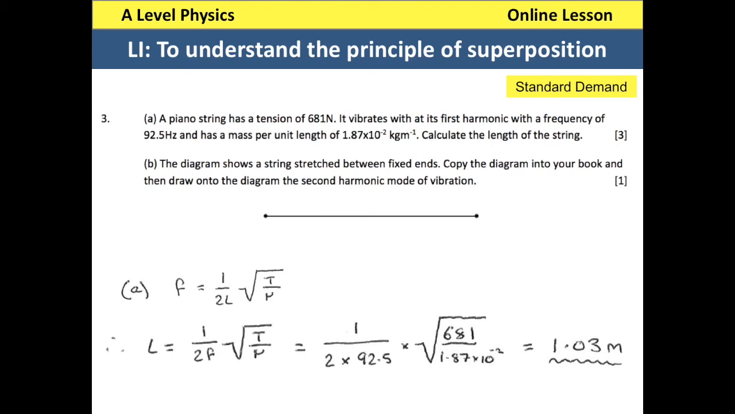Part B says the diagram shows a string stretched between fixed ends. Copy the diagram into your book and then draw onto the diagram the second harmonic mode of vibration. Well, remember that a second harmonic needs to have 2 antinodes in it, so the shape would look as so, where you've got a node at the centre, nodes at the ends, and you've got those 2 antinodes in there as well.